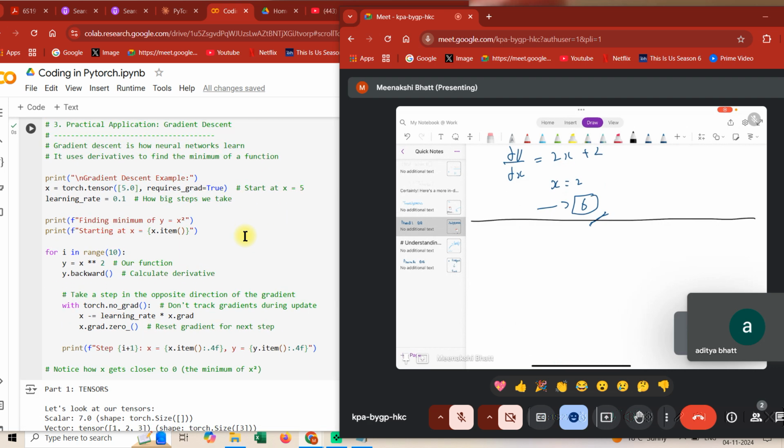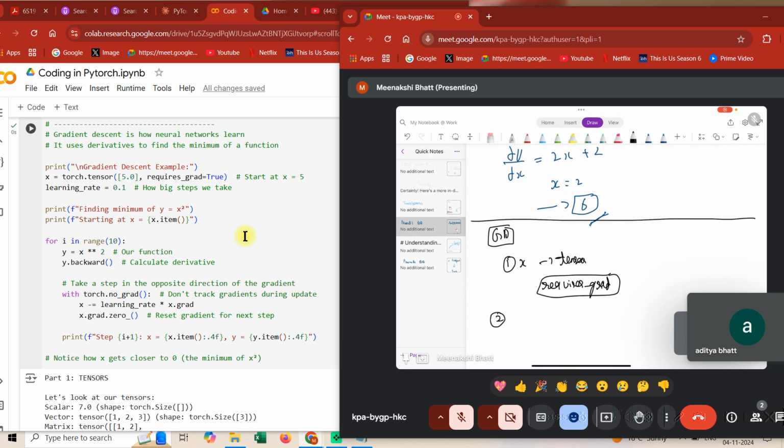Then guys, we went on to discuss some stuff about backpropagation and basically a basic example of gradient descent. So let's just try to break it down line by line. So we have defined x as a tensor. That was fine. Okay, we have written requires grad is equal to true, because that's exactly what we need in order to track gradients. Then guys, we are setting up the learning rate.